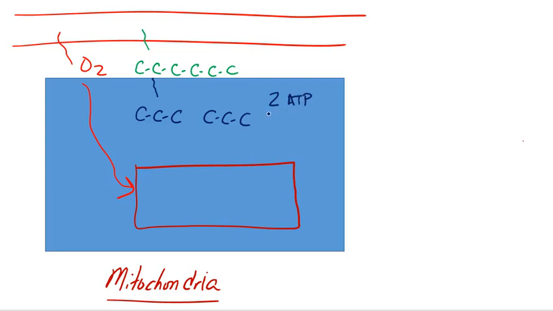ATP is how cells store energy. Think of it like the gas in your car's tank. Now, there are a couple things here that you need to know. First, these 2 3-carbon molecules are called pyruvic acid.